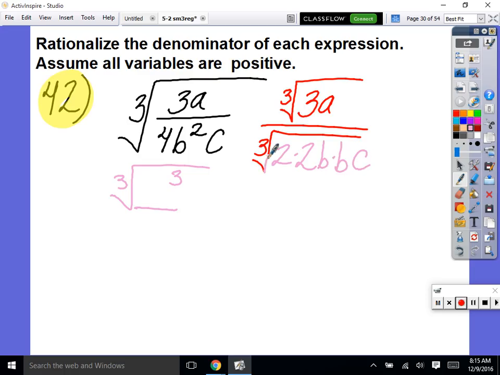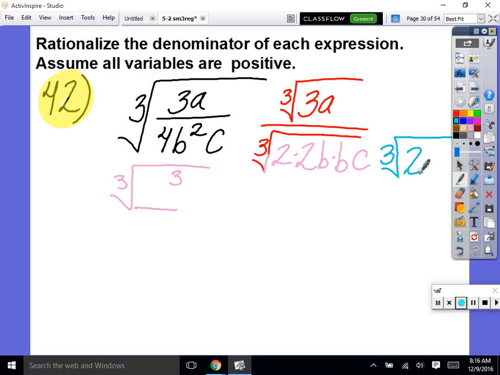I'm going to rewrite it like that so that when I rationalize, I'm doing it by the least amount of things possible. Does everybody understand? Okay, so let's rationalize the denominator. We're going to multiply by the cube root of, we have 2 2's, we need that to be 2 cubed, correct? So how many more 2's do we need? 1 more 2, very good.